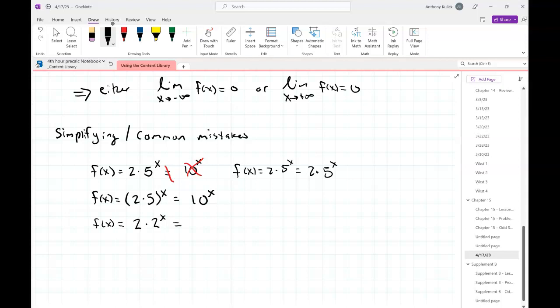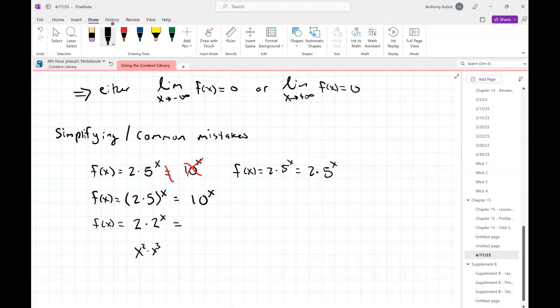What if I have 2 times 2 to the x? We've established that I can't write that as 4 to the x, right? But I can still do something to this. Anybody know what to do? Let me ask you this question.